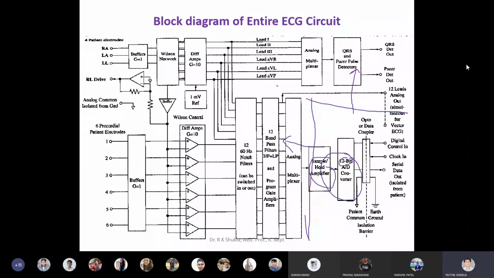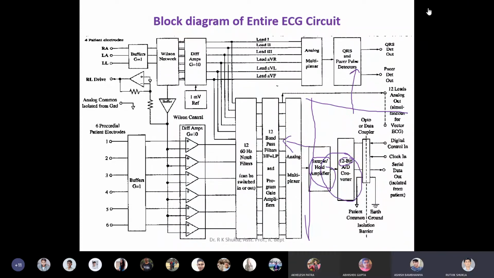Okay, do you know anything about ADC? No idea, sir. Akhilesh. Yes, sir. Ashish. Akhilesh, do you know anything about ADC? No, sir. Strange.